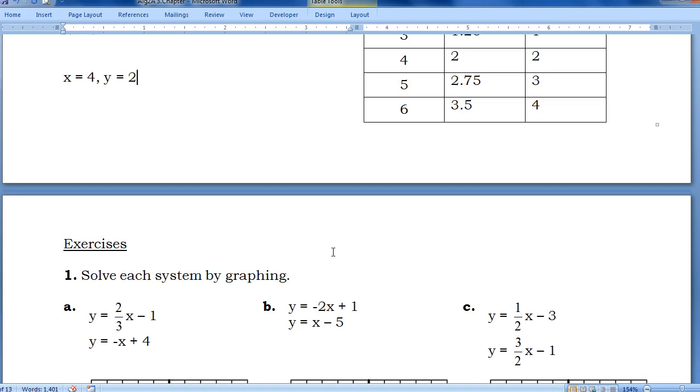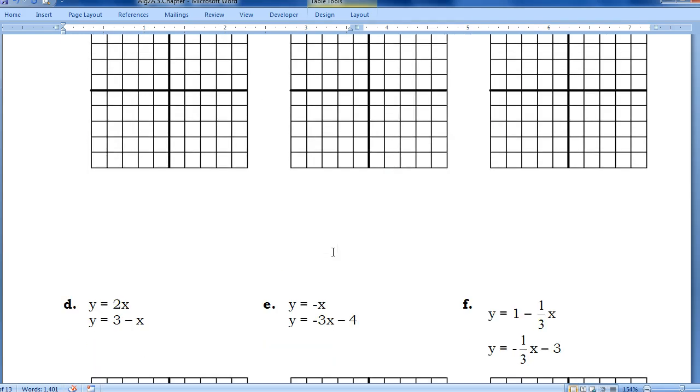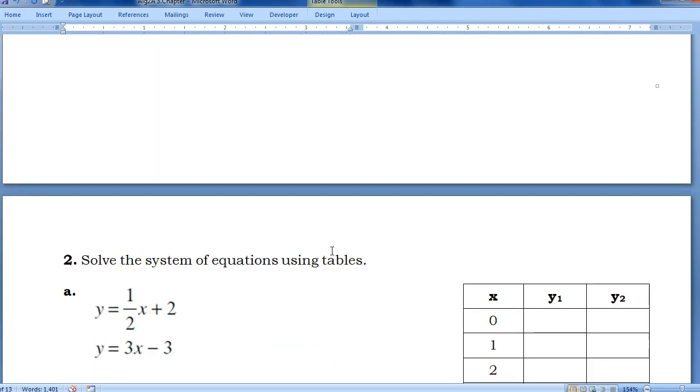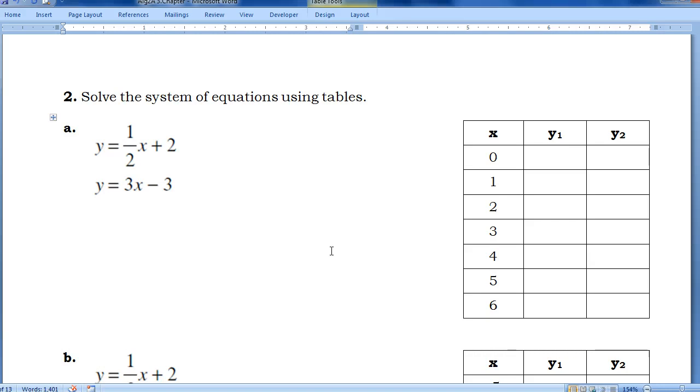You have all the information you need to do the exercises. The first page is just a bunch of graphs. Remember, you're getting two answers, x and y. And then the next page is a bunch of tables. Again, two answers, x and y.